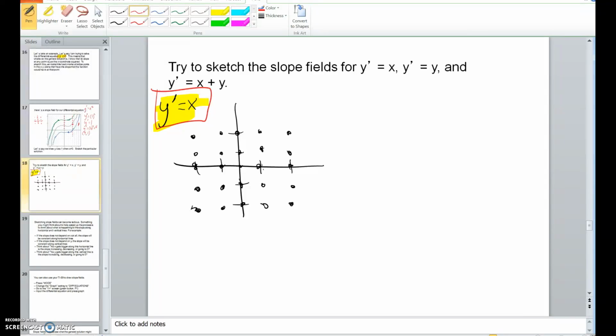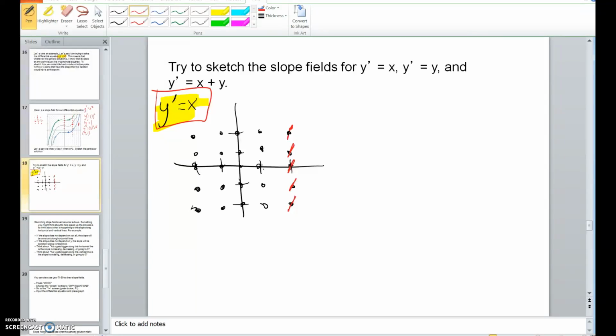So on each of these lattice points, I'm going to draw a tiny tangent that has a slope that fits this description. So for this equation, y prime equals x, the slope of the tiny tangent is just going to be whatever the x coordinate is. So at 2, the slope of these little tangents is going to be positive 2. Yes, I'm totally just guesstimating how steep they need to be.